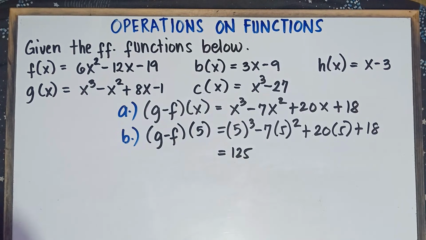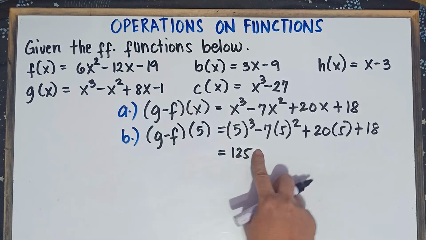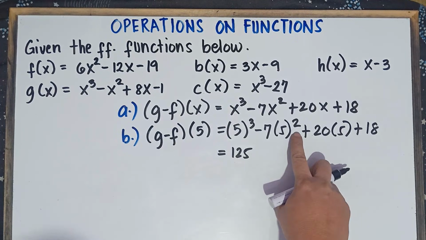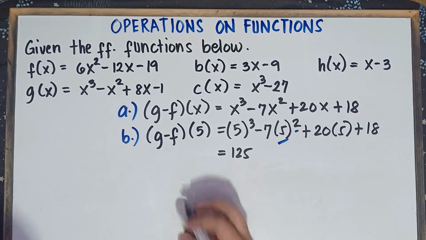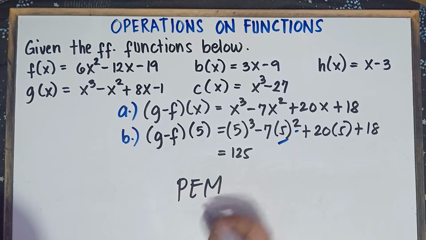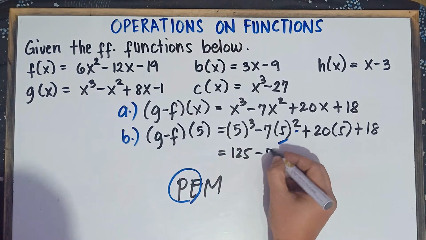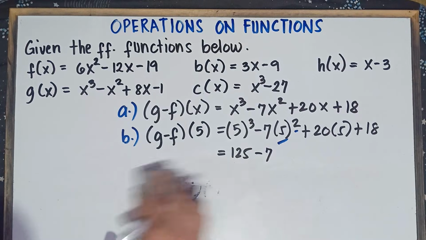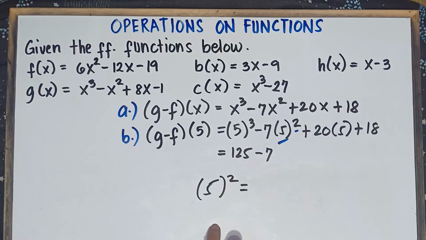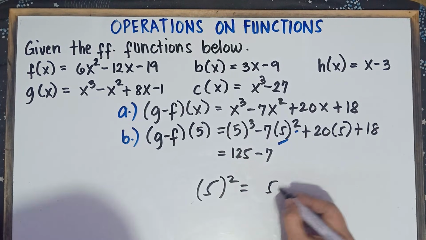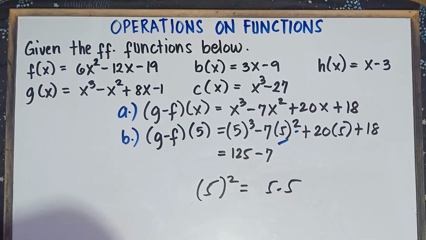And then, class, do not multiply this one yet. Parentheses and exponents come first. You always follow PEMDAS: parentheses, exponents first before multiplication. So simply copy negative 7 and simplify this one first. 5 quantity squared means you multiply 5 by itself twice, that would be 5 times 5, which is 25.